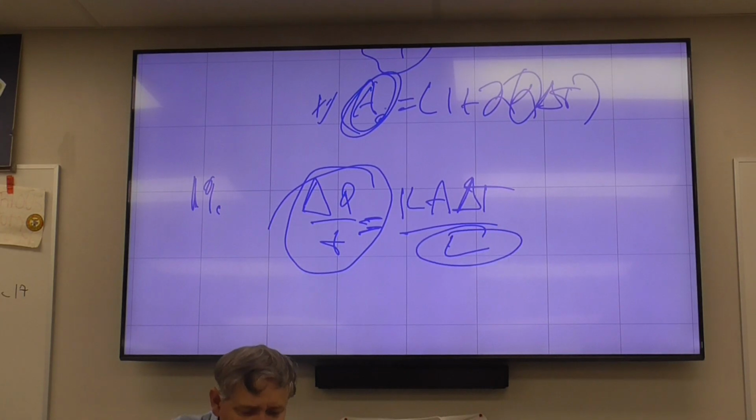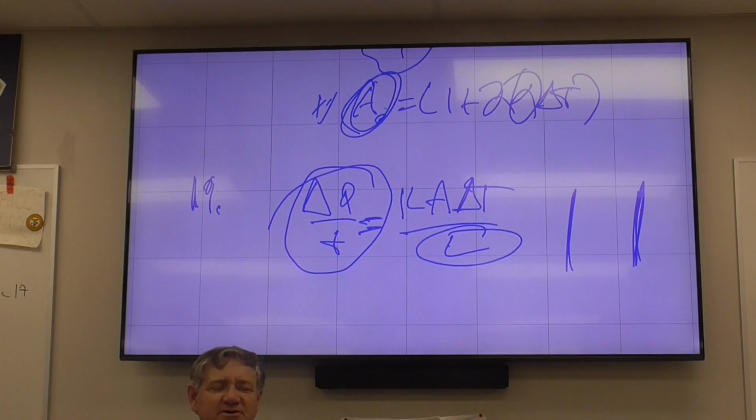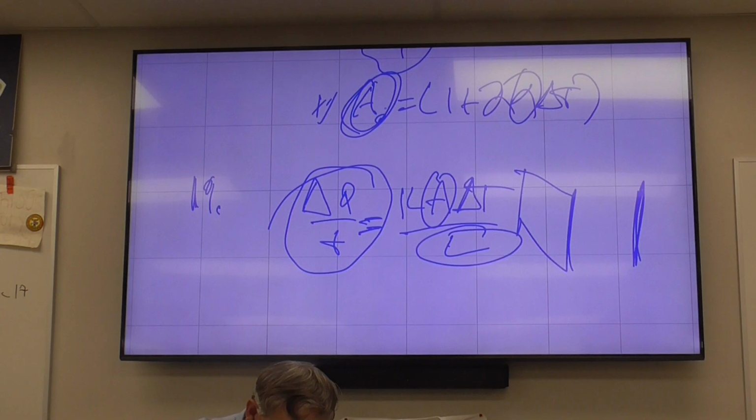So L is the thickness of the wall. When you move into your house, you really can't change the thickness of your wall. That's kind of a set value. Area is the cross-sectional area of the wall. Really can't change that either. It's kind of a fixed value.